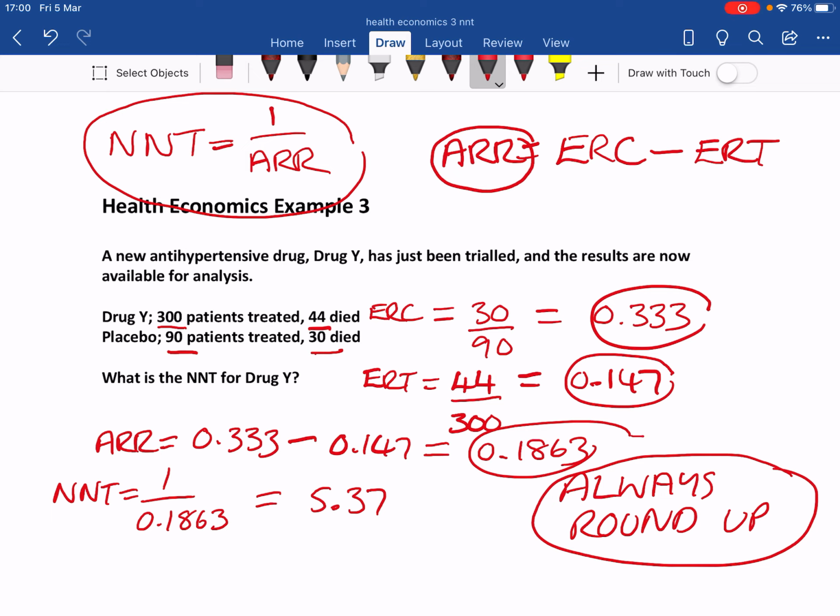So our answer here is that the number needed to treat is 6. Okay, so remember that rule, always round up to the nearest whole number.